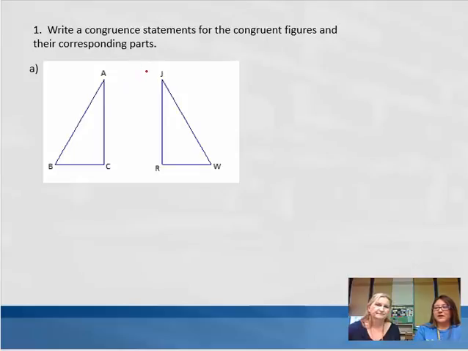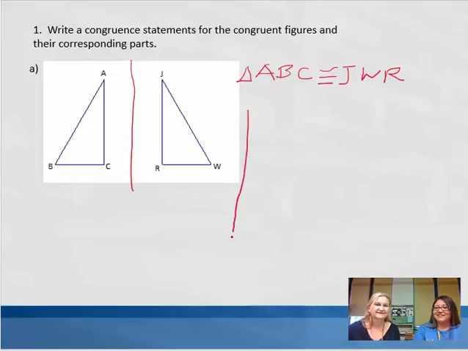So for instance here, the way I see it is I see this triangle here, and if I put a line here, it's like a mirror. So this switches over to the other side, right, Ms. Les? So let's see here what we have. Our congruence statement would be, oh, and I missed the important part, the triangle ABC congruent to triangle JWR. Sounds good? Yes.